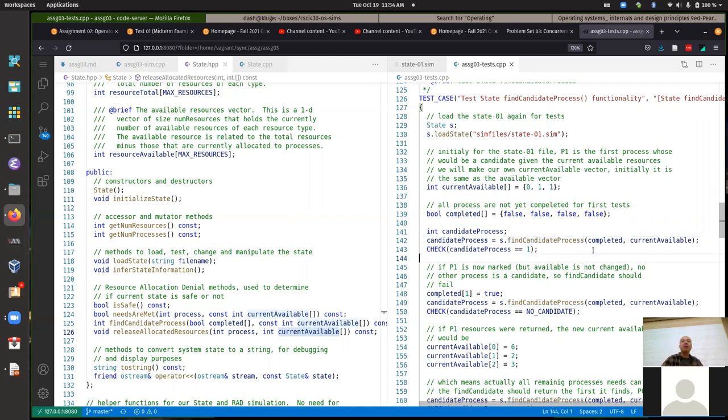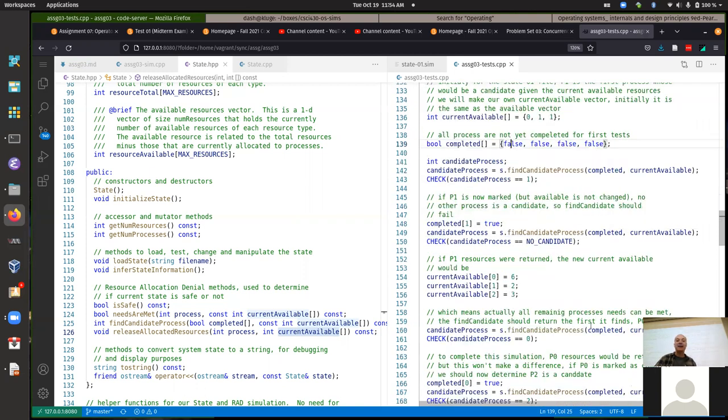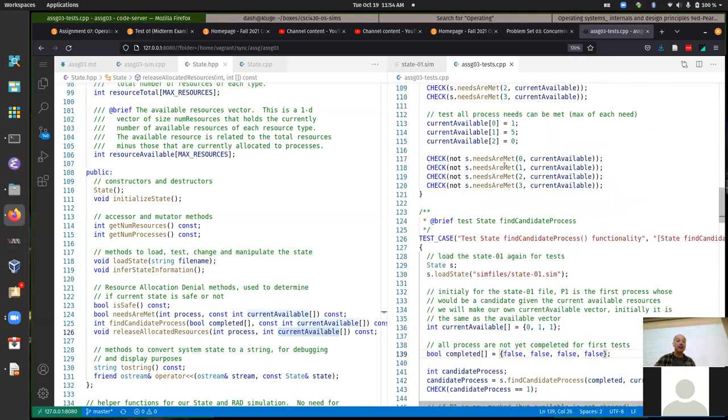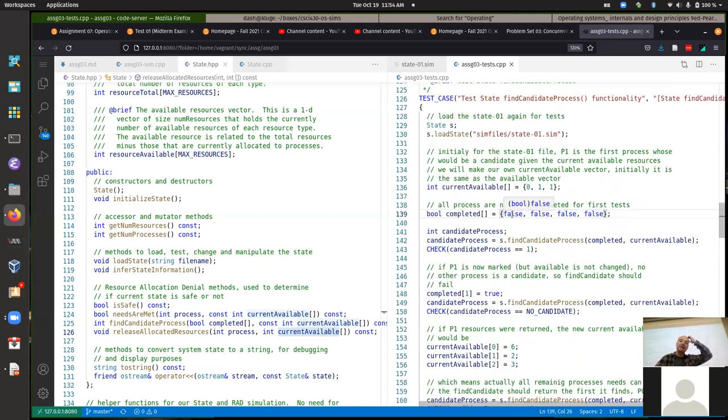So to implement find candidate process, you basically have to have a loop that goes over all the process IDs. You only want to check processes that have not been completed, right? It should not return back as a candidate a process that's shown as completed here. So if it's not completed, and again, these are by process number, if I'm looping over by process number, I'm first going to check process zero. If process zero is not completed, which it is not initially, then you call the needs are met. If process zero is not completed and its needs are met, given the current available, then you just return the candidate process.